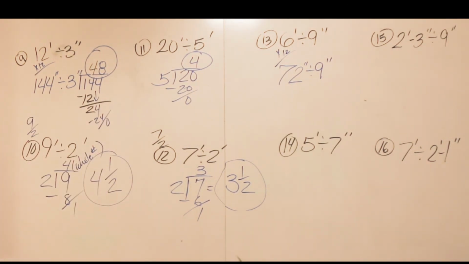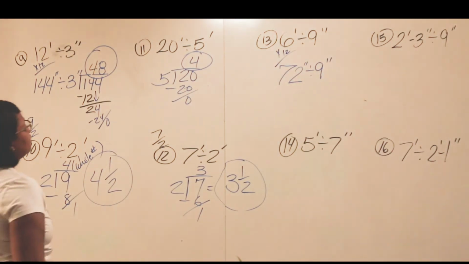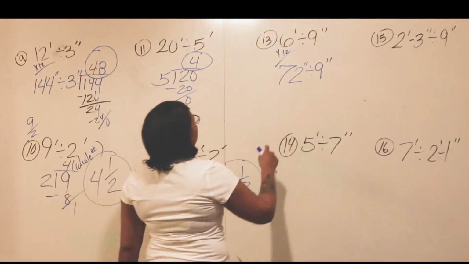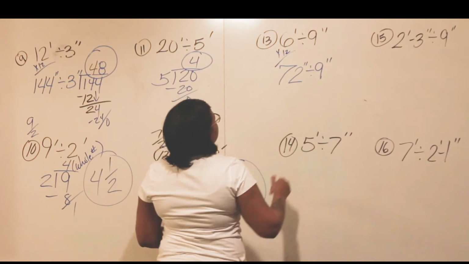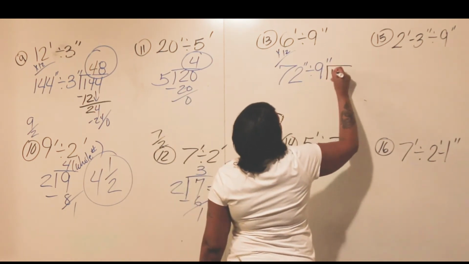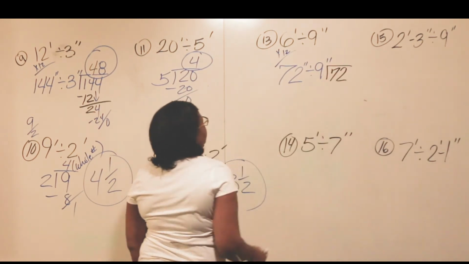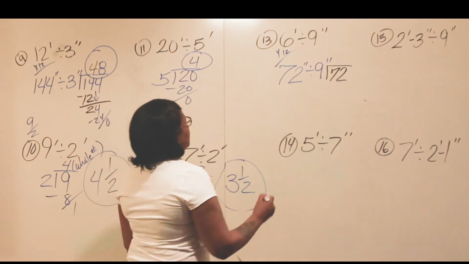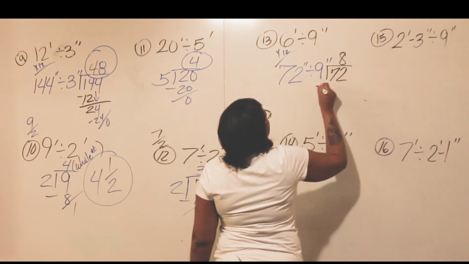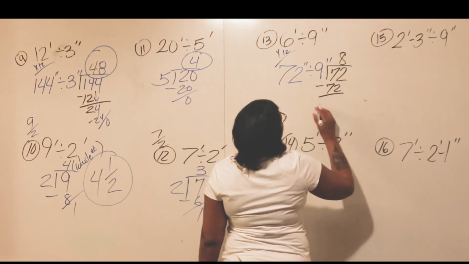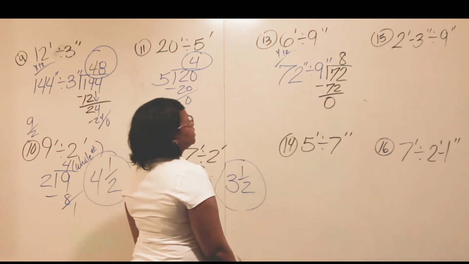Again, the measurements are the same, whole numbers across the board, no fractions involved. That means we just turn it into a division problem: 72 divided by 9. 9 goes into 72 how many times? 8. 8 times 9, subtract that, which leaves us with 0, and our final answer is 8.